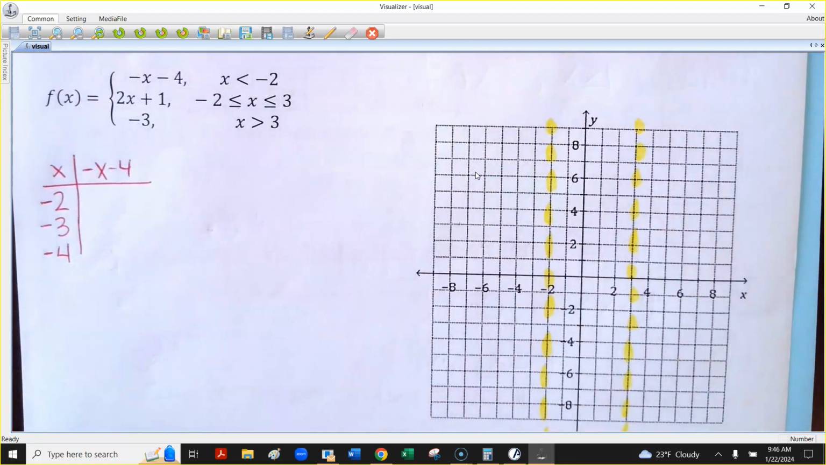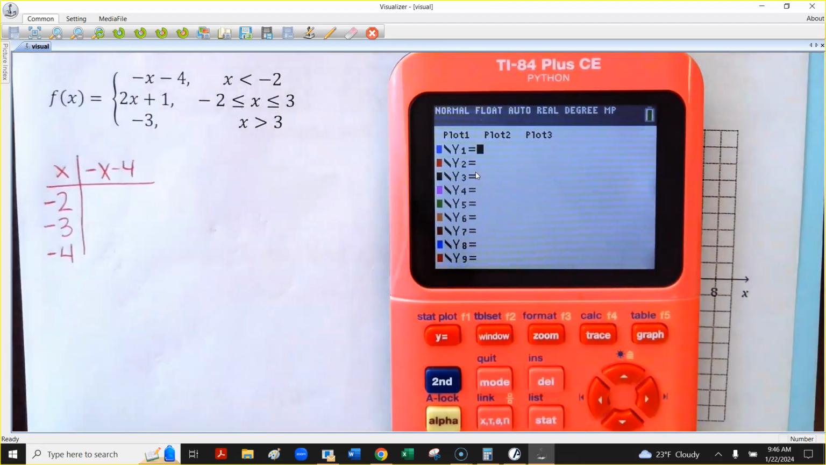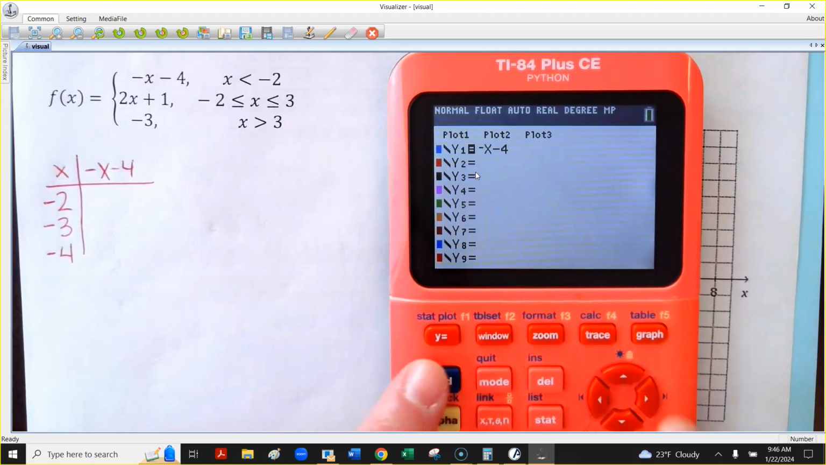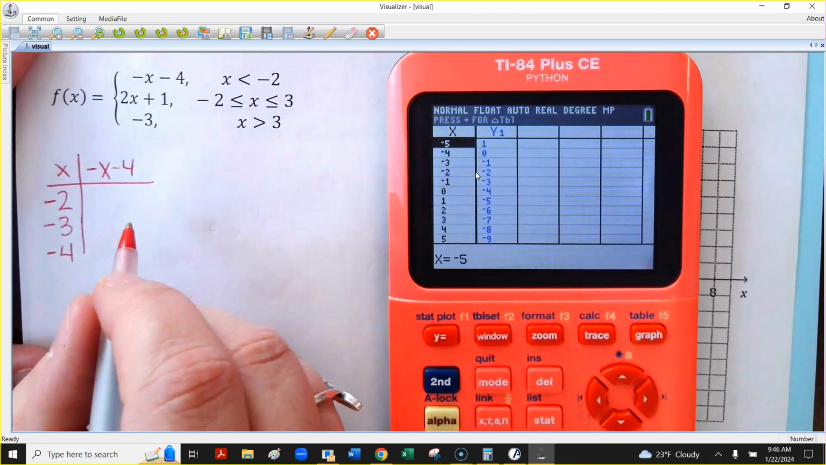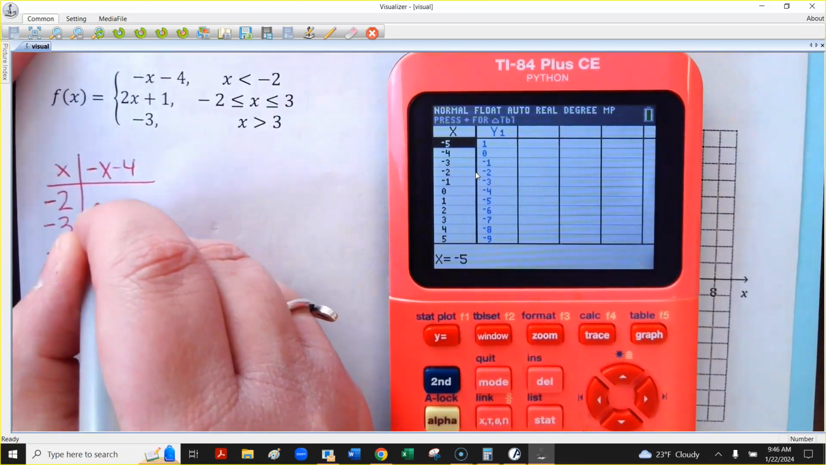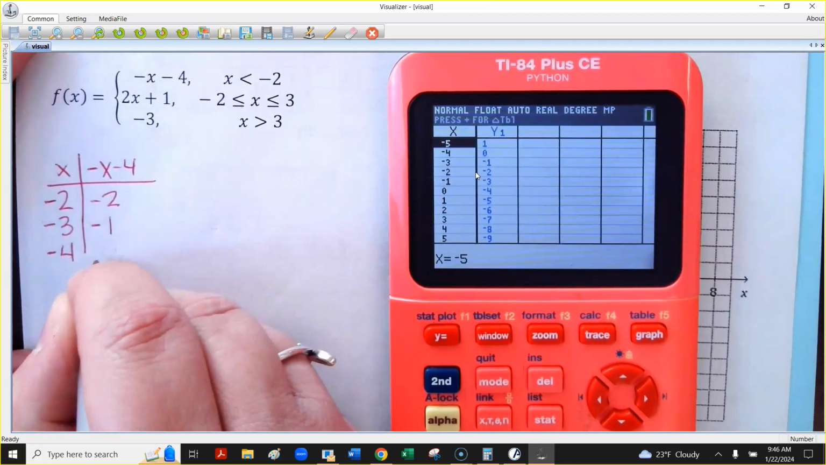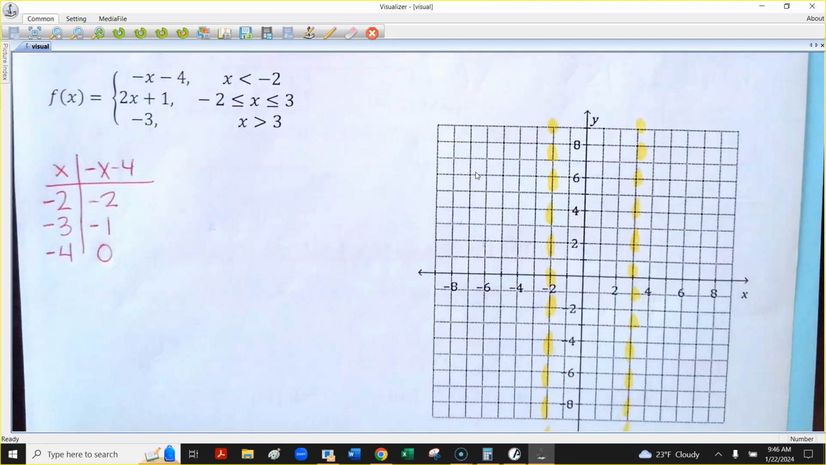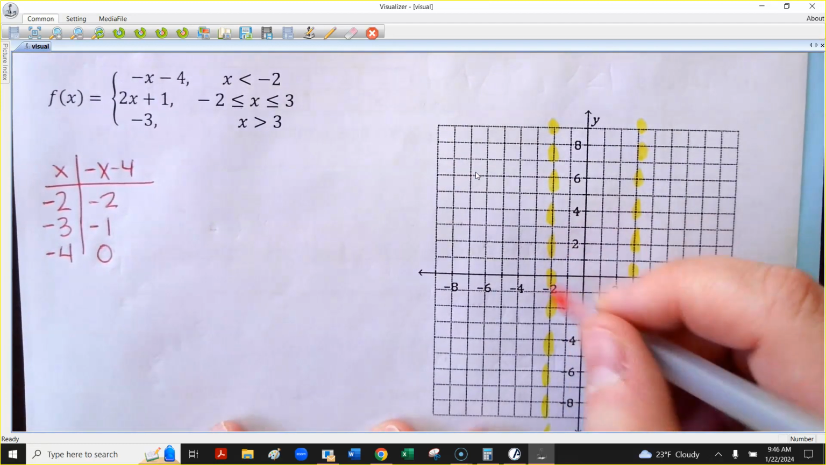My slope is just -1, so I don't have to worry about what x values I'm plugging in. If I want to use my little resources a little bit, I just do -x -4, hit second table, and just scroll up and down on the x's. So at -2, you're at -2. At -3, you're at -1. And at -4, you're at 0. And if you wanted to write more points, you could have more points. You just need 2 if you're graphing a line.